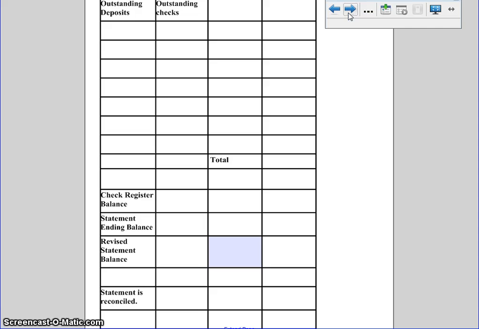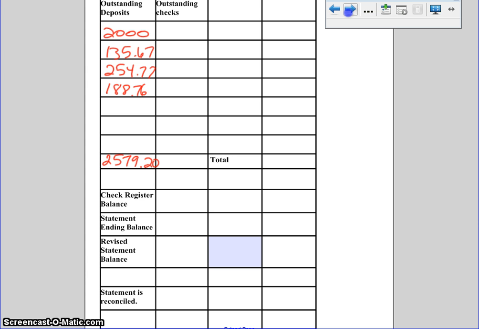So here's what our spreadsheet looks like, and we're going to list our outstanding deposits: $2,135.67, $254.77, and $188.76. And if I total those down here to the bottom, it's $2,579.20.